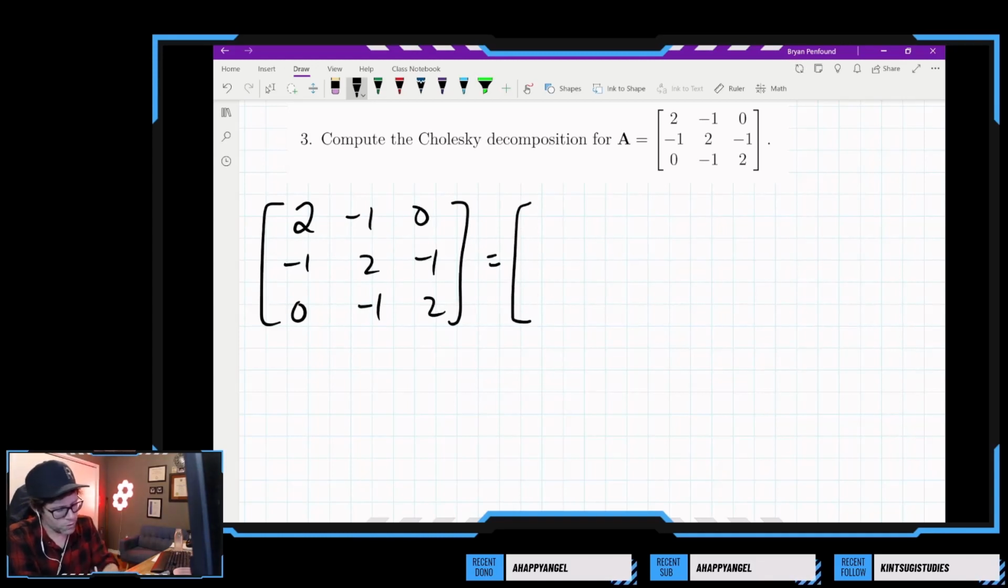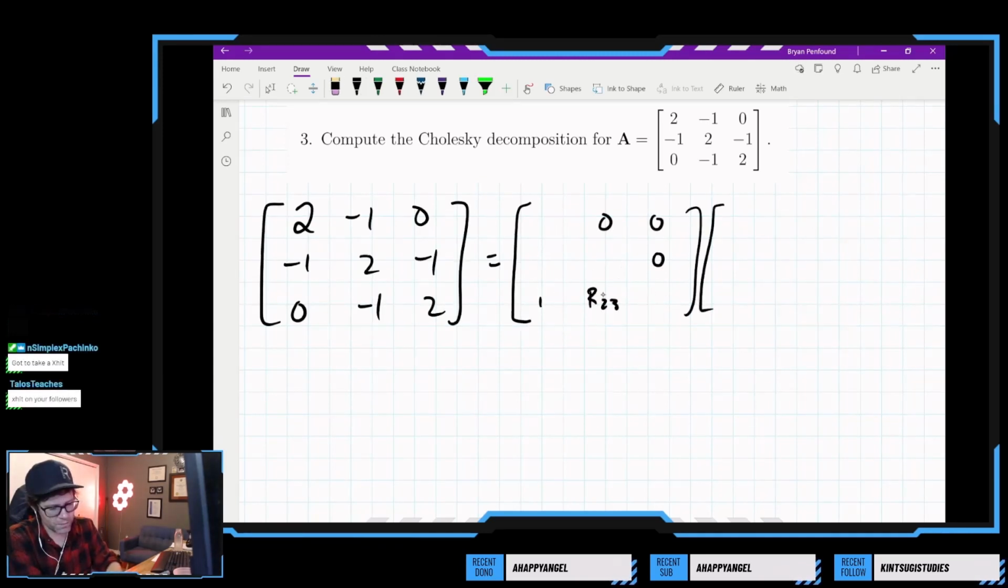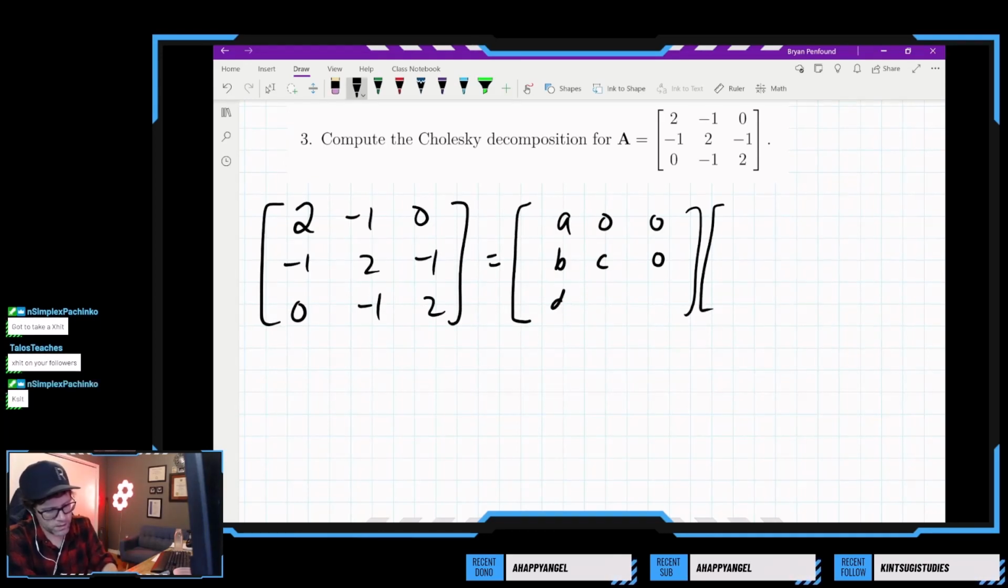So we need to write this as a triangular matrix. Let's just call this something else. I don't like the labels here. Let's just call it A, B, C, D, E, F. And I know that I need to decompose this into something that's also upper triangular as well. And it's going to be the transpose of this, isn't it?